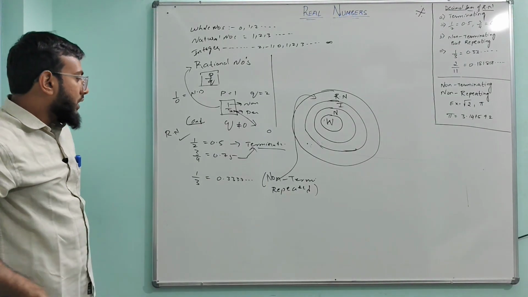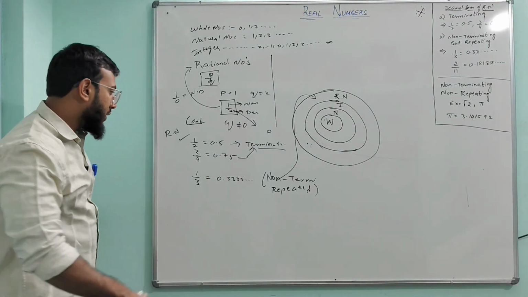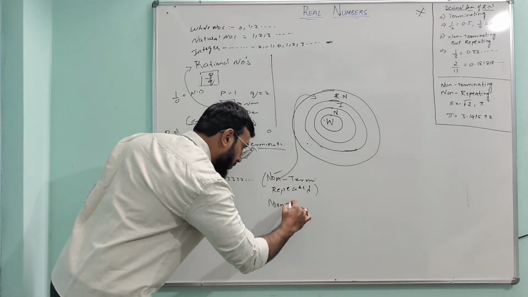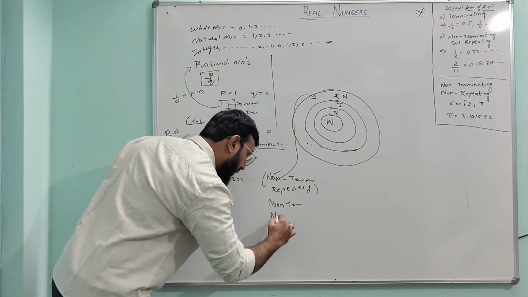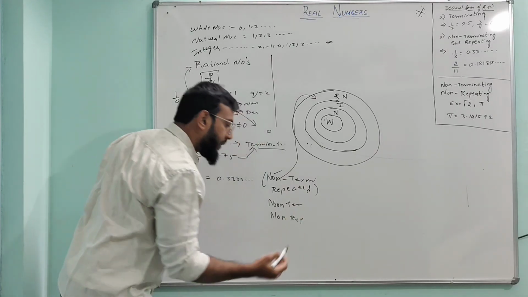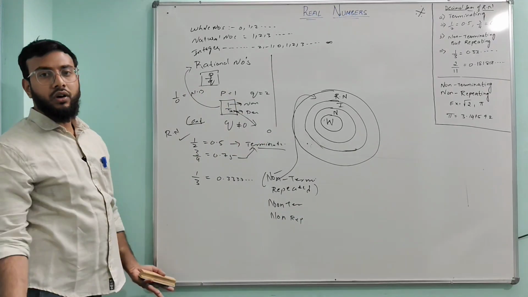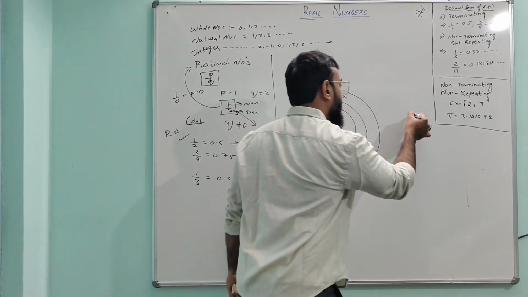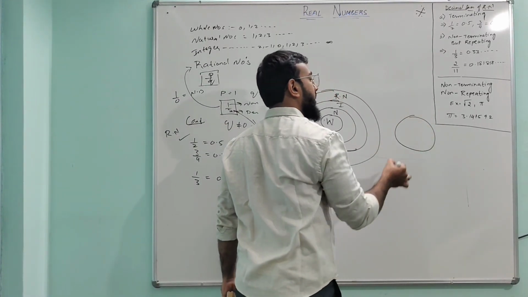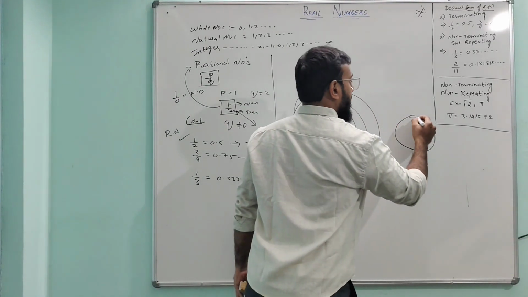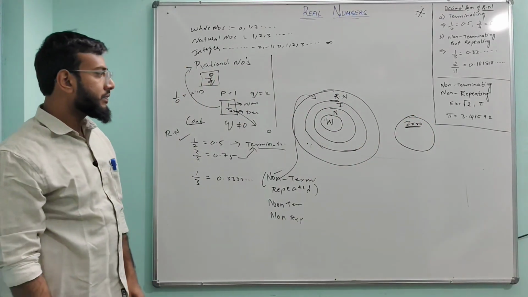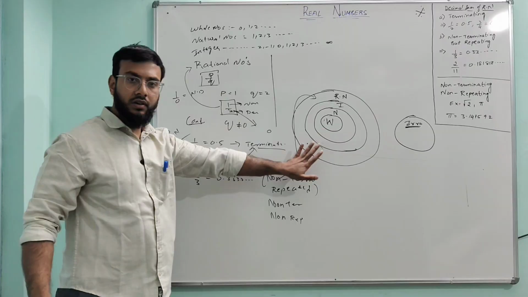Now the question comes into the picture. Non-terminating we understood. But if the number is non-terminating and non-repeating, what do we call those numbers? Those numbers are called irrational numbers. It is very separate from all of these.